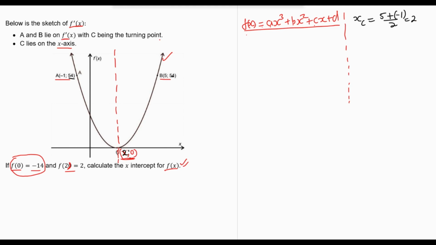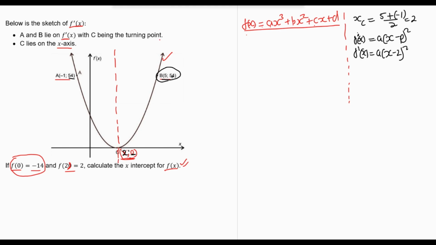Now, this is the turning point of the derivative graph, right? When given the turning point, remember we start with f prime x, since it's a derivative graph, is equal to a, and then x minus p squared plus q. In this case, our q is 0, since the y coordinate of the turning point is 0, so it remains as it is. Our p is 2, from the coordinates of the turning point. So f prime x is equal to a, and then x minus 2 squared.